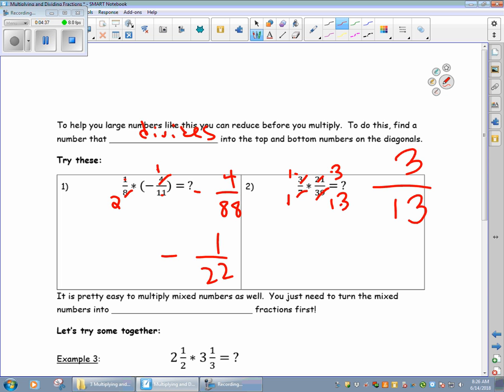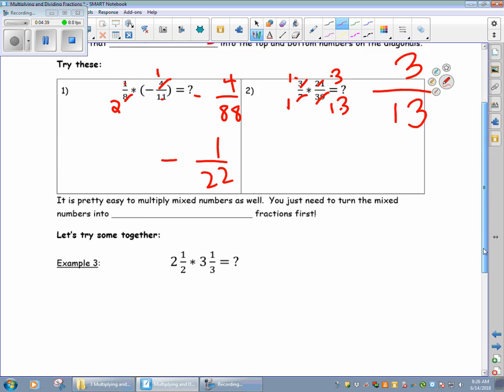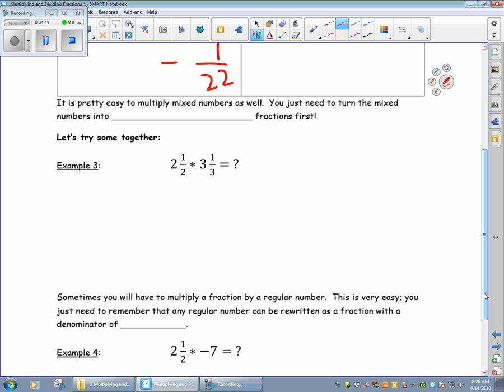So it's pretty easy to multiply mixed numbers as well. You just need to turn the mixed numbers into improper fractions first. And we had some practice doing that yesterday.